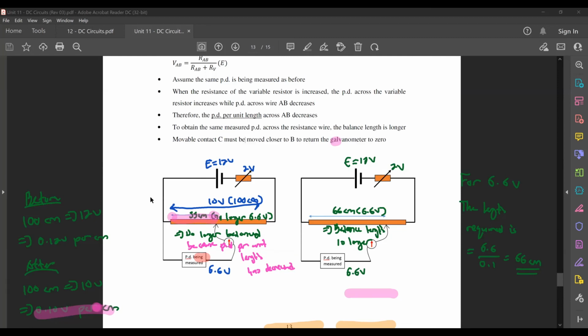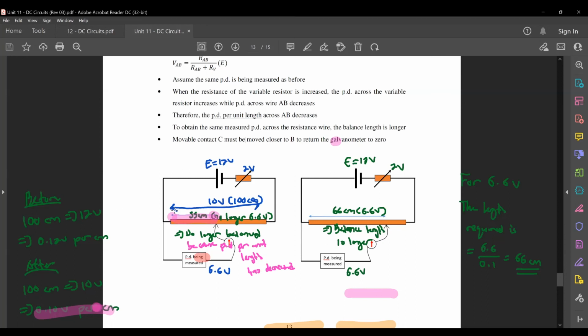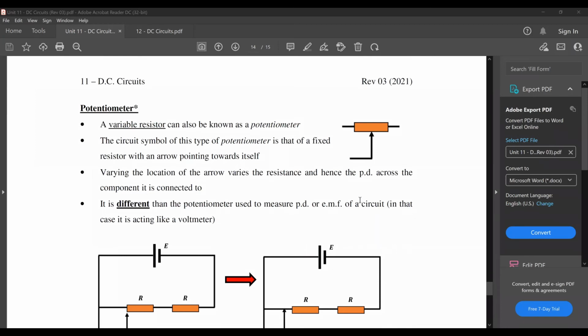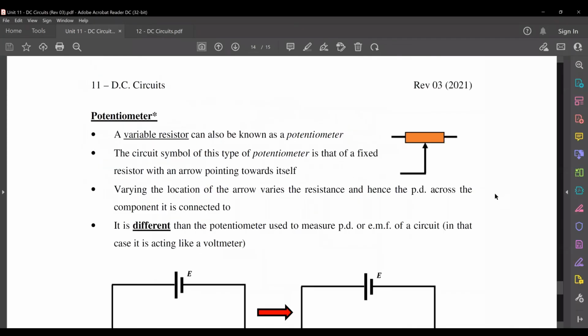Right. The main thing is always go and move the jockey around until your galvanometer reading is 0. Once your galvanometer reading is 0, whatever PD you have at the top of your resistance wire will be the PD or EMF or whatever you have at the bottom. Okay, so look at the last page. There are some additional things under DC circuit that I ought to mention to you guys.